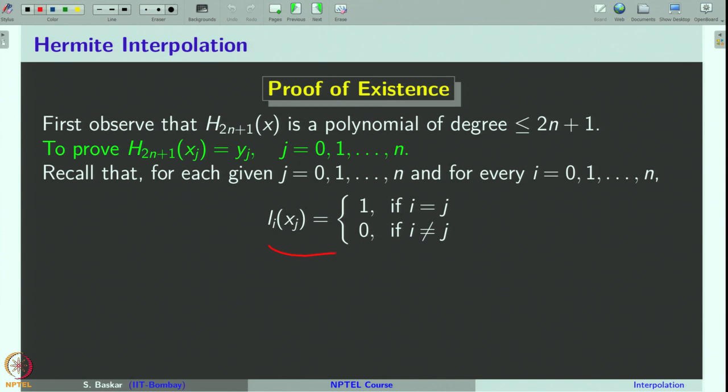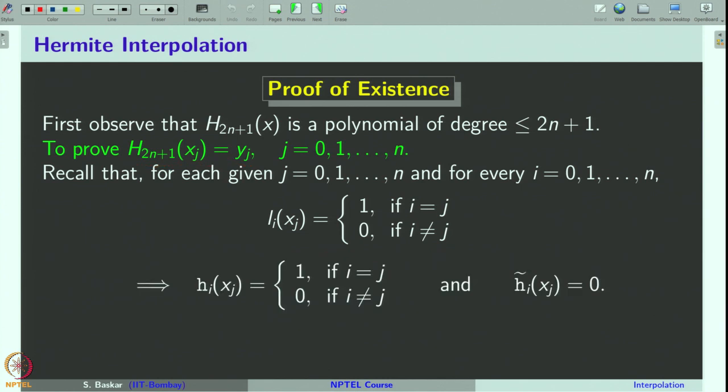Recall, in one of our previous lectures, we have proved this important property of the Lagrange polynomial, right? Let us use this property to prove this interpolation condition. How to do that? Well, you can use this property of the Lagrange polynomial directly into the definition of Hi and Hi tilde, and you can see that Hi of xj also satisfies the same property as the Lagrange polynomial, and also you can see that Hi tilde of xj is equal to 0 for each j.